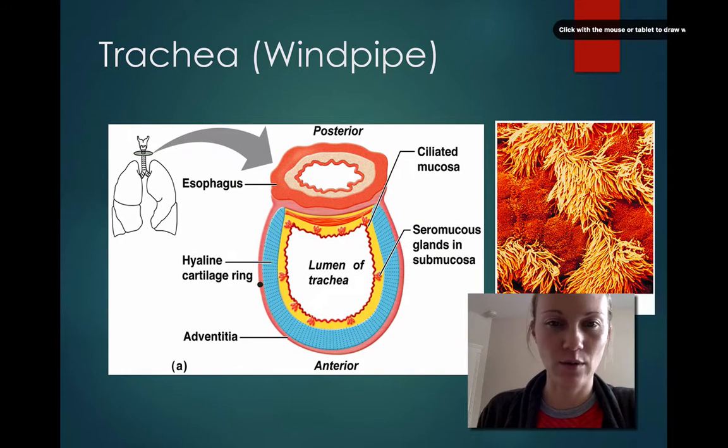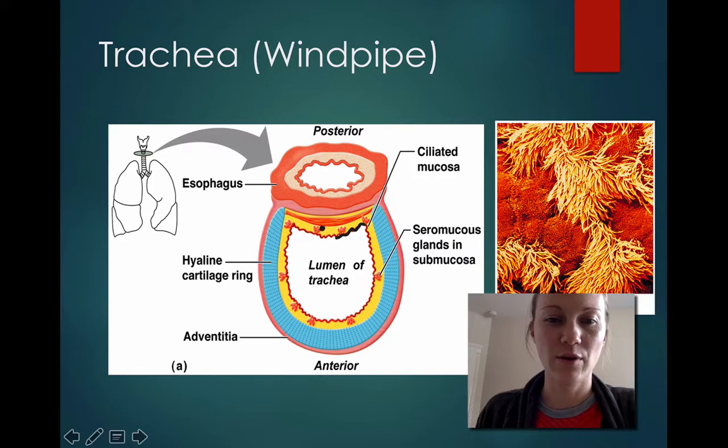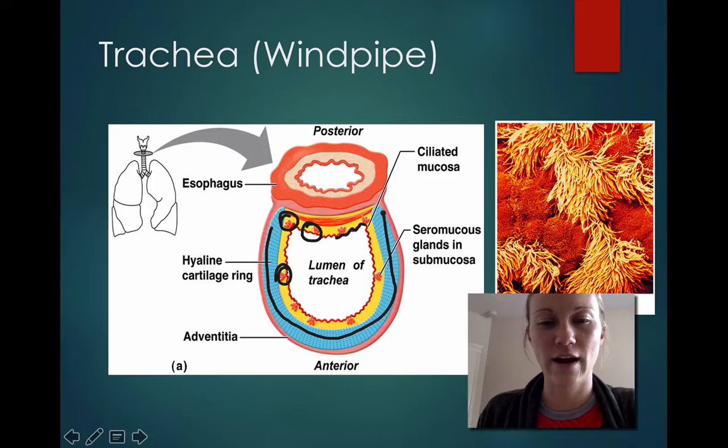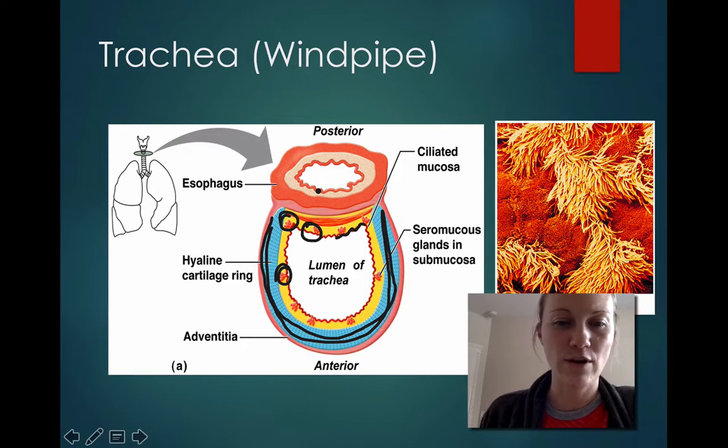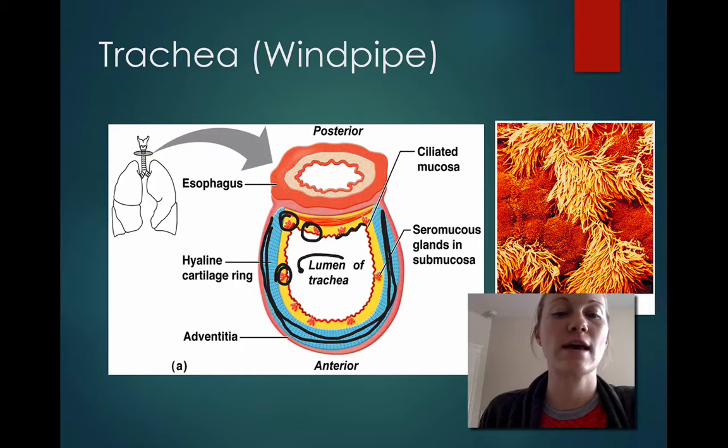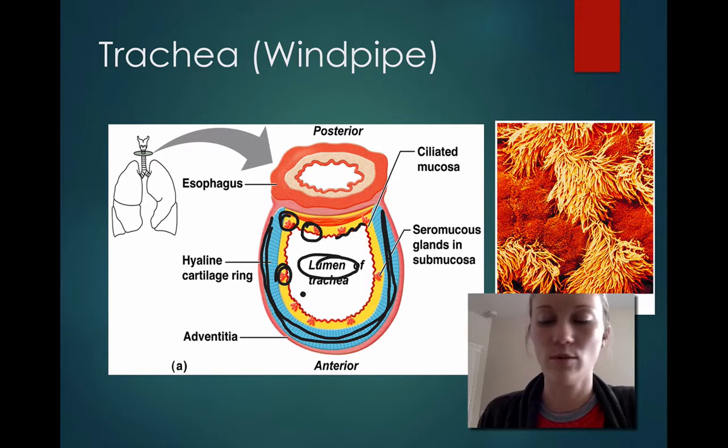So here's an example. We have the ciliated mucosa that I was telling you about. The purpose of those is to trap all of that foreign material. Then you have your hyaline cartilage that's in a ring. This is our C-shaped ring here. When I drew it the other way, it doesn't really matter how you draw it as long as you know the difference between the anterior and the posterior. When you see this says the lumen of the trachea, a lumen just means a space. It's a hollow area.